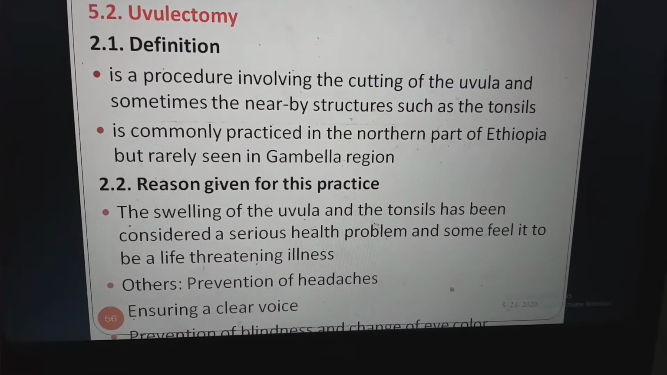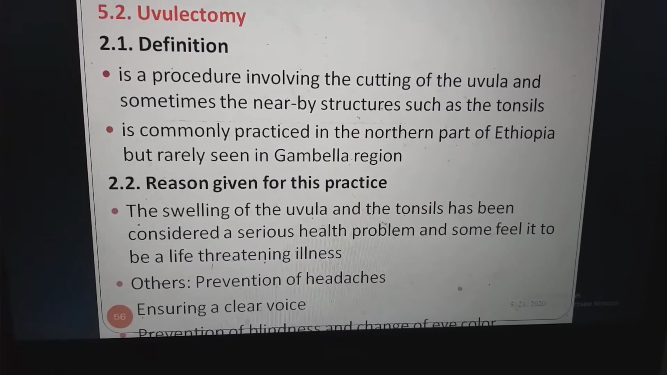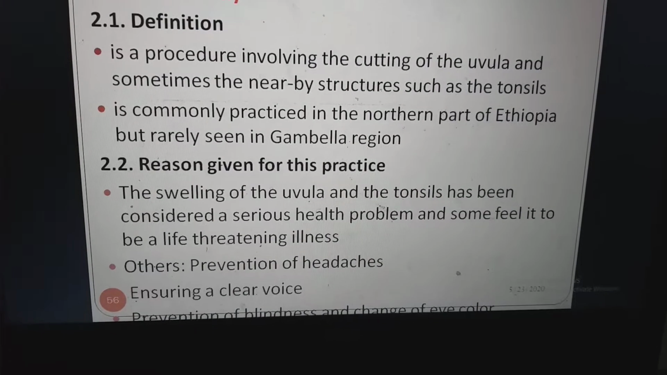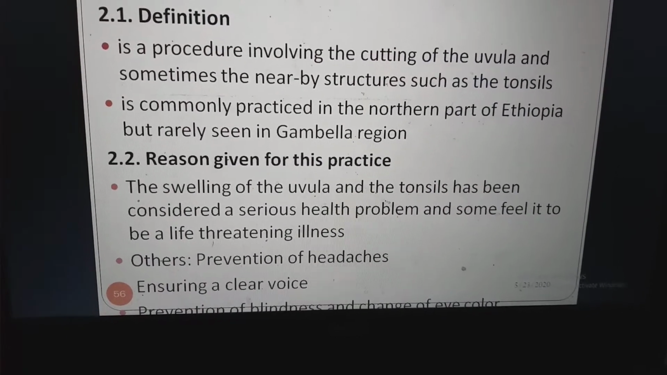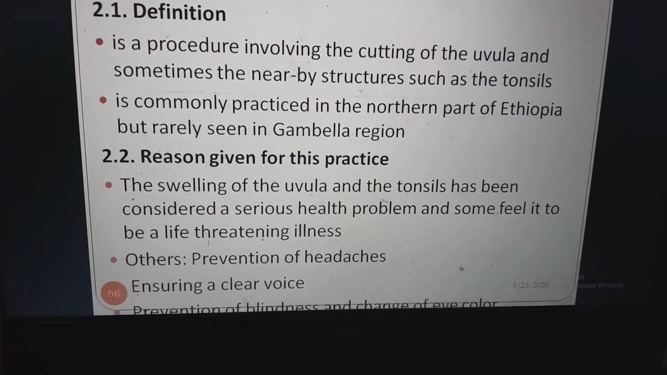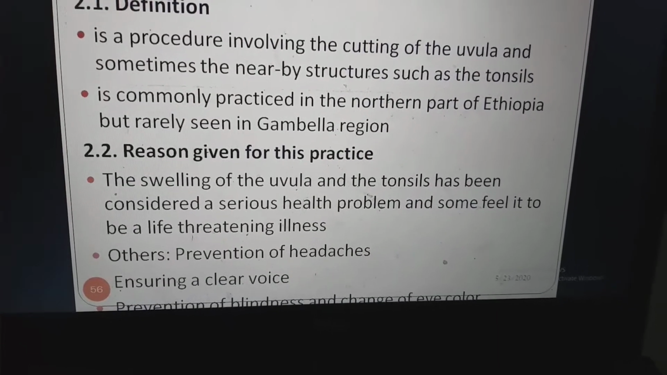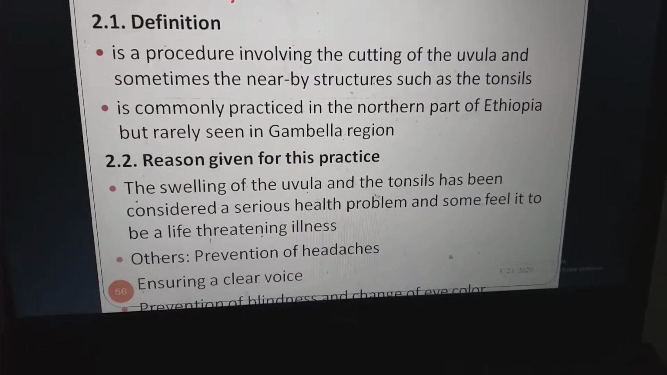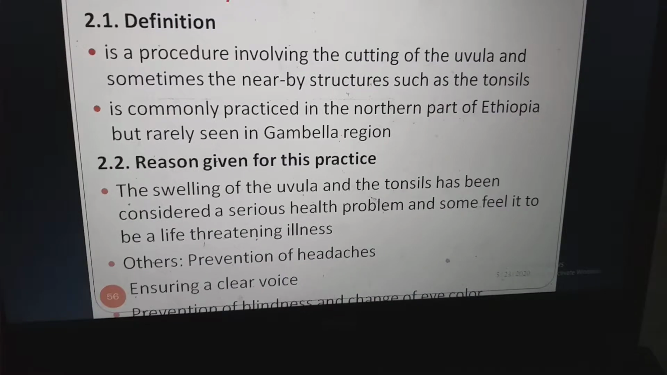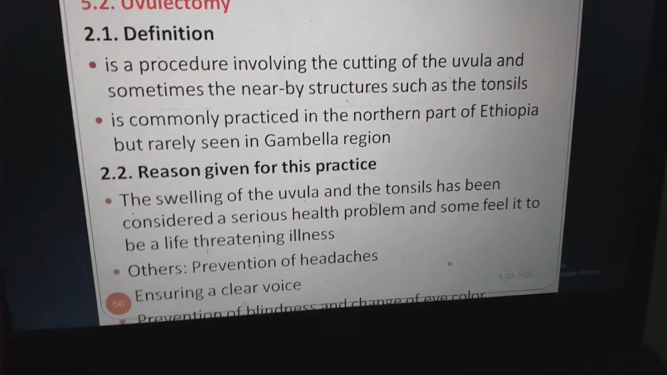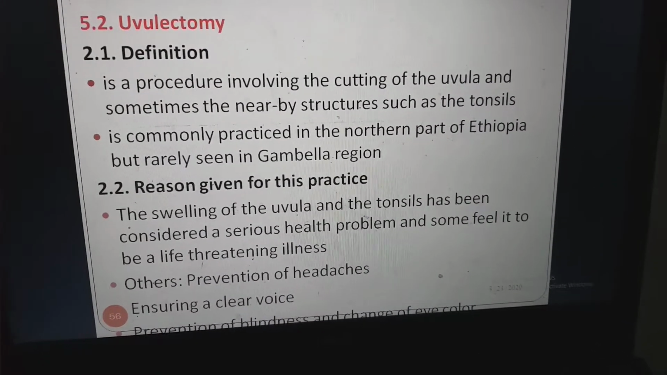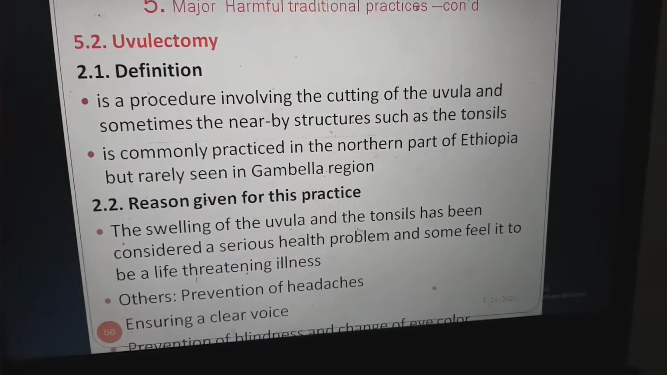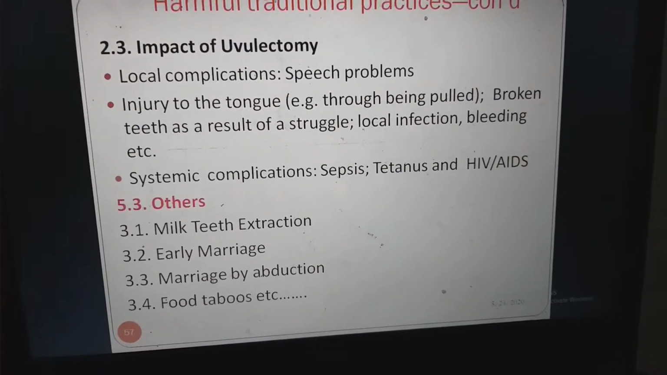Others consider it prevention of headache. The other is ensuring a clear voice. The other is prevention of blindness and change of eye color. They believe that when they do this, all of this will happen. That's why this is simply a belief. It's not real again. It's not scientifically based.